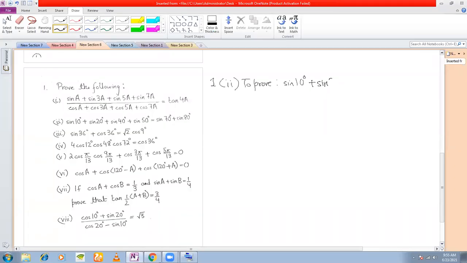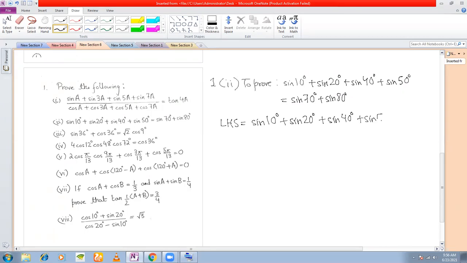To prove sine 10 degree plus sine 20 degree plus sine 40 degree plus sine 50 degree is equal to sine 70 plus sine 80. We start from the left hand side. Sine 10 degree plus sine 20 degree plus sine 40 degree plus sine 50 degree.